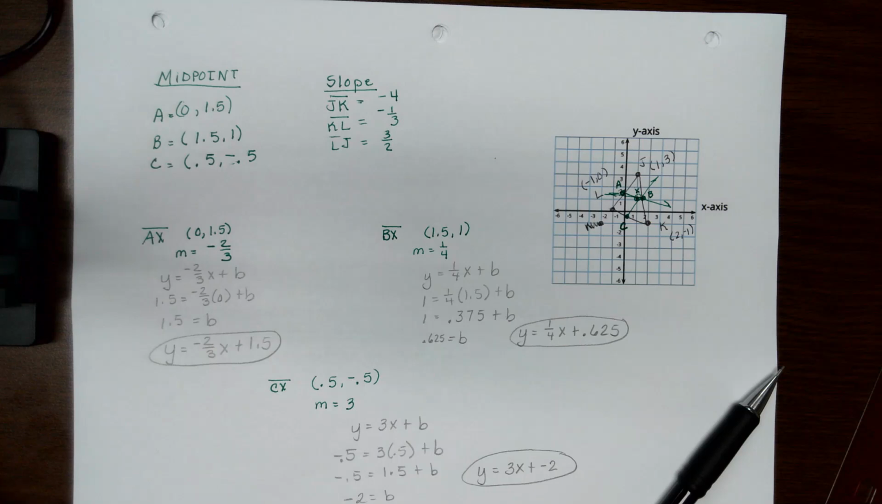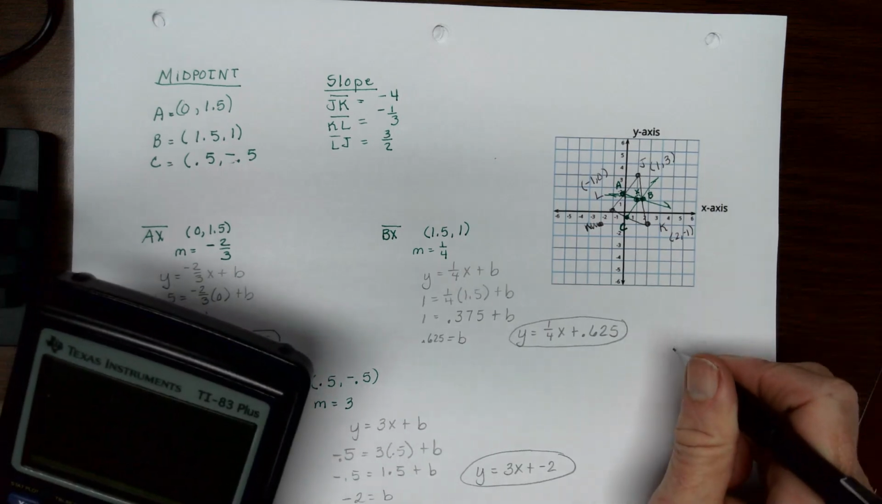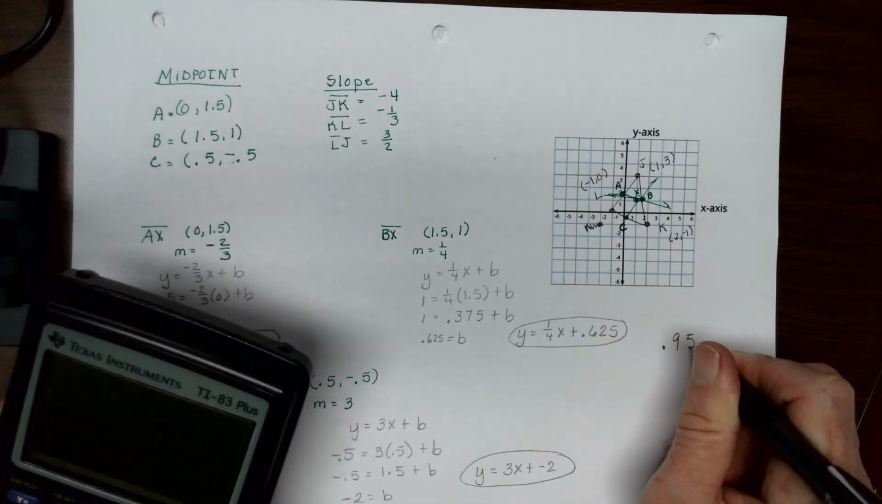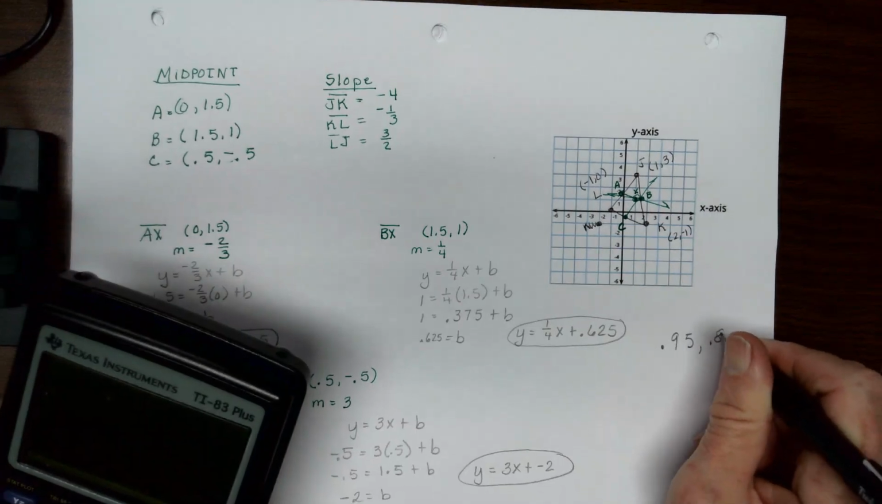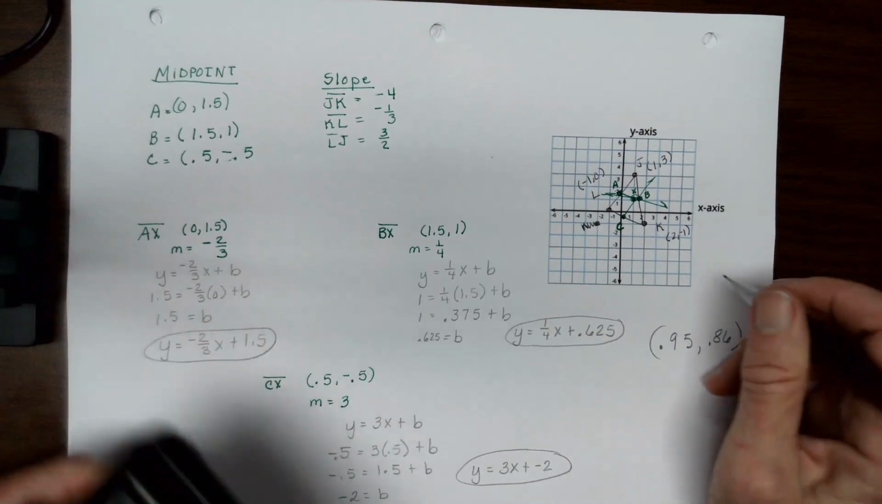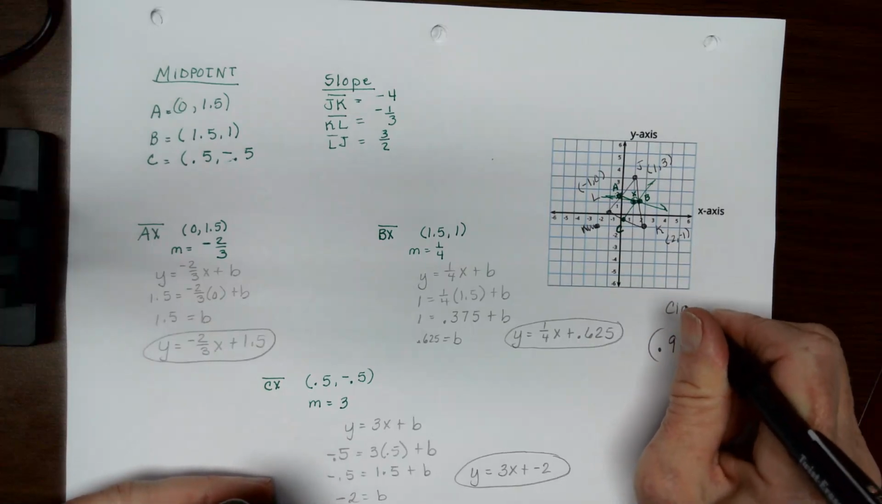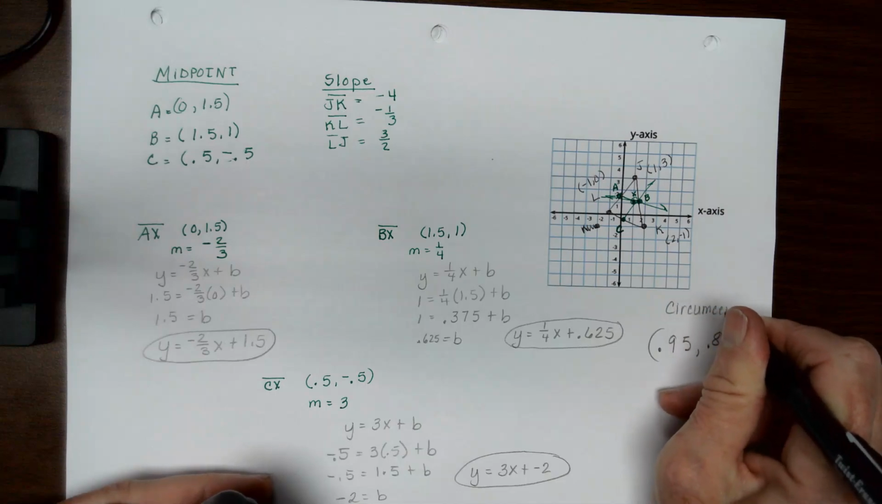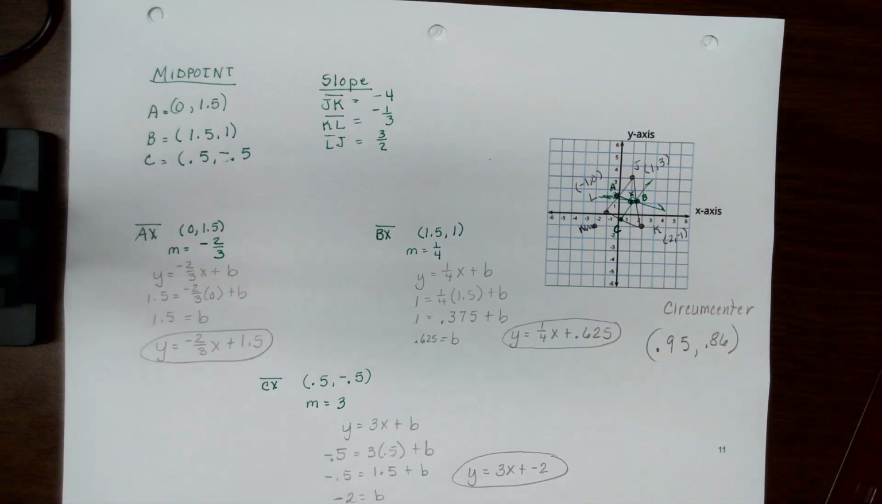Now, if I've done this correctly, when I graph them, it should cross at 1 point. All three of them should hit 1 point if I've done it correctly. Then I'm going to go second calculate, I'm going to go down to intersection, and I'm going to find that point where they cross. The point where they cross is 0.95 is the x, and 0.86 is the y. Now it's rounded off. This right here is the circumcenter. Okay, now that one's done.